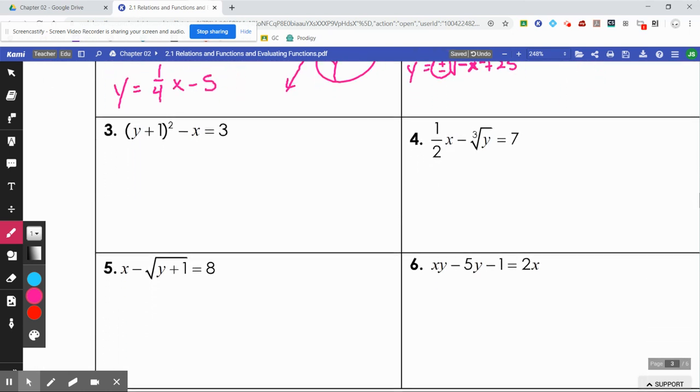Next one, again, getting y by itself, we now have y plus 1 squared. Well, we can move that x over really easy. Let's go ahead and do plus x. Then to get rid of that square, we're going to plus and minus square root. So that's going to be plus and minus the square root. I don't like 3 plus x. I'm going to write that as x plus 3 instead.